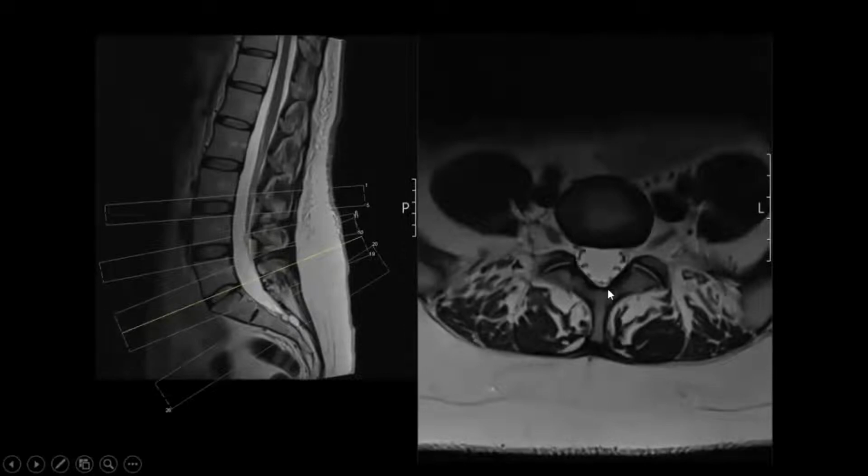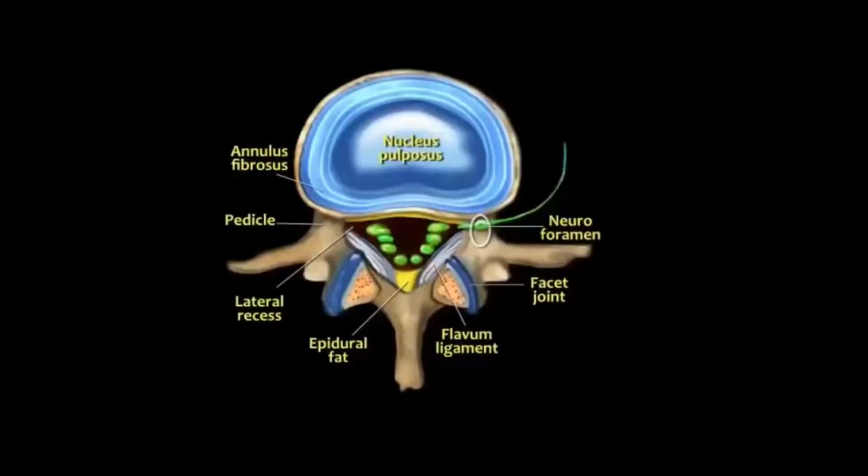This is the normal appearance of the ligamentum flavum, which is thin, and this is the normal appearance of the facet joint, which has very smooth, regular margins with a normal articular space. This is just an illustrated diagram which shows the surrounding structures. Anything which involves the surrounding structures can result in narrowing of the spinal canal, the lateral recesses, or the foramina.